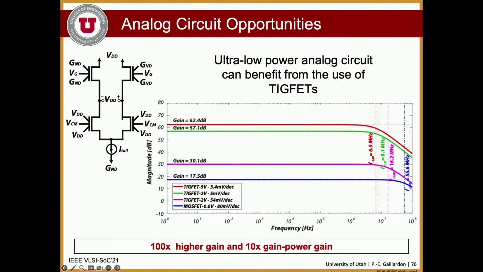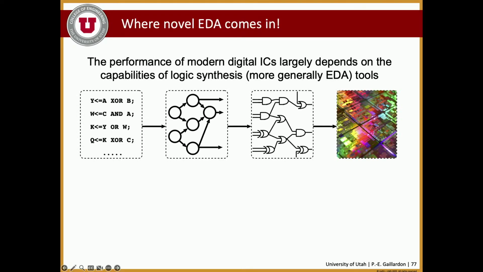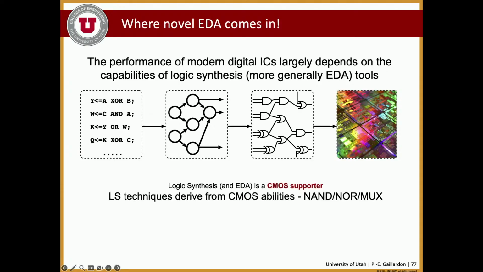The last point I'd like to cover in this presentation is where EDA needs to come in. And that's probably where it will touch more your typical interests, right? But everything we do, we have to design with these transistors. So we need to find ways to model them. We need to find ways to exploit them through theoretical representation and manipulation of Boolean functions, because the performance of any modern digital circuit depends strongly on EDA tools.